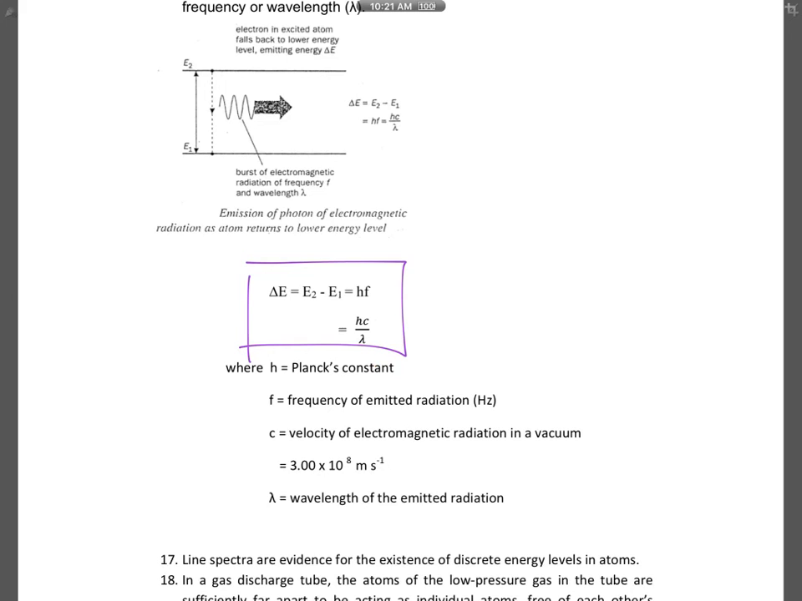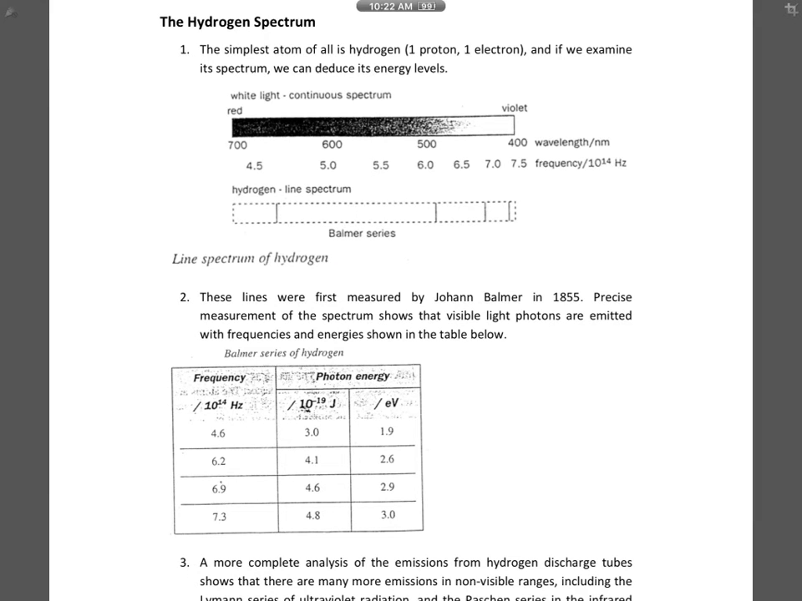This is the one that you learned from Max Planck's theory, right? From Max Planck's equation of a photon, so it's the same thing. Planck constant h, c is the speed of EM radiation in vacuum. So you can either write it as hf, if you want frequency, or hc over lambda if you want it in terms of wavelength.